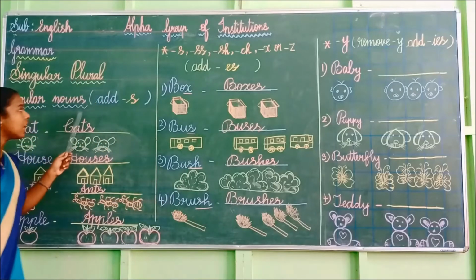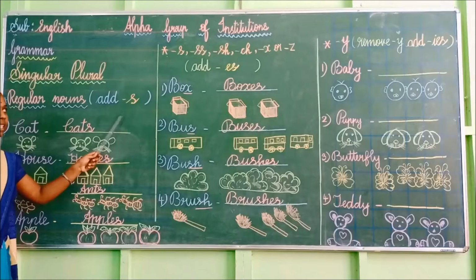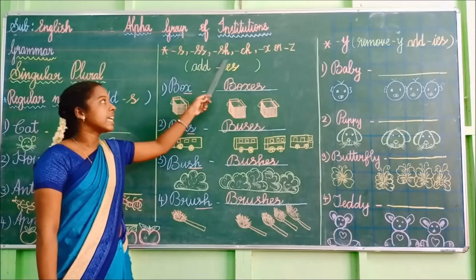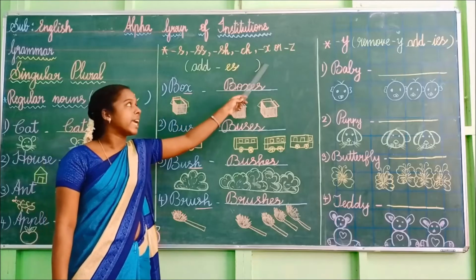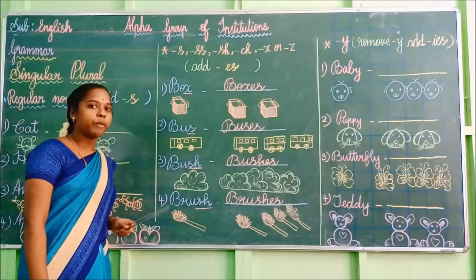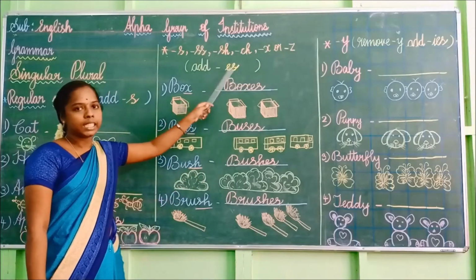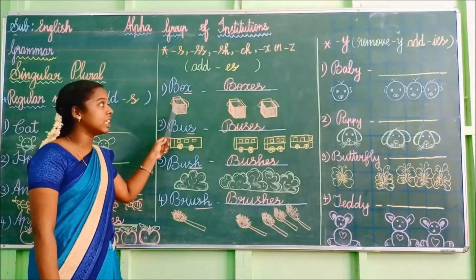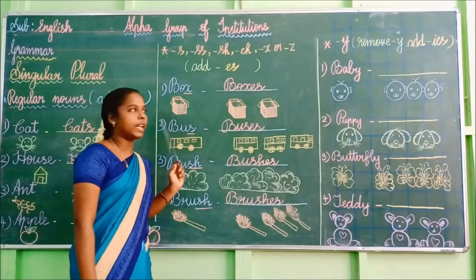For the regular nouns, you have to simply add S. If the singular noun ends with S, SS, SH, CH, X or Z, what do you have to do? You have to add ES to the singular noun to change the singular noun into plural.